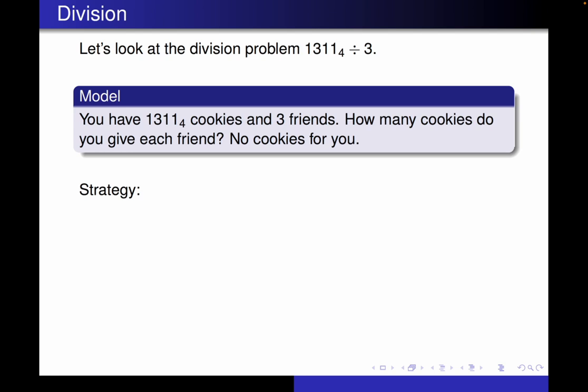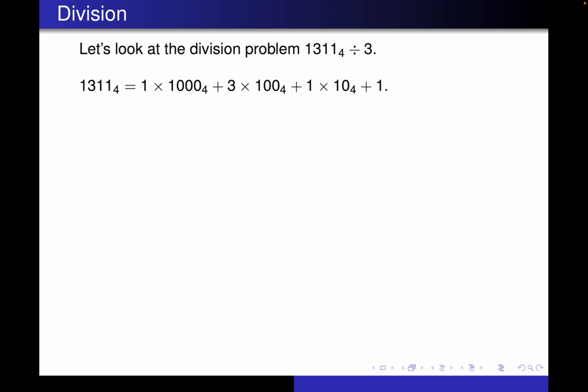All right, strategy. We're going to deal out several cookies at a time, as many as we can given our place value constraints. So what we're going to do is split out that 1311 into 1 1000, 3 100s, 1 10, and 1 unit. Now, you can see pretty clearly that we're not going to be able to deal out a 1000 at a time because we just have 1000. And we have 3 friends, so we can't deal those out 1000 at a time.